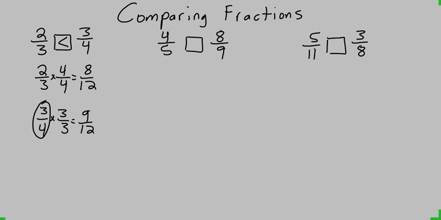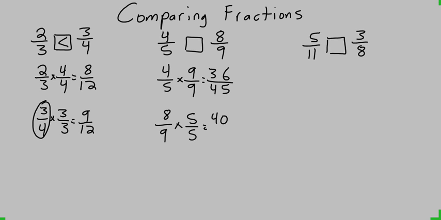4/5 and 8/9. Okay, you can't turn a 5 into a 9. So 4/5, I'm going to multiply by the other denominator. And 8/9, I'm going to multiply by the other denominator, which is 5. And I end up with 4 times 9 gives me 36. 5 times 9 gives me 45. 8 times 5 gives me 40. 9 times 5 gives me 45. Well, 40 is greater than 36, so 8/9 is the greater fraction.